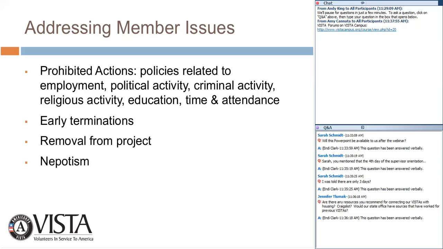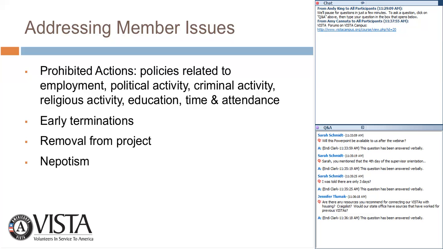Additionally, during a VISTA member service term, it's important for you to know that VISTA members don't always successfully complete their service term, whether it's of their own volition because they are resigning since it's just simply not the right fit for them, or because the VISTA member, from your perspective, is not a right fit for any given reason.